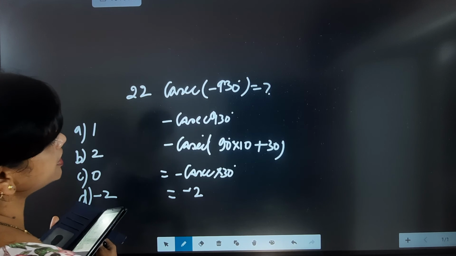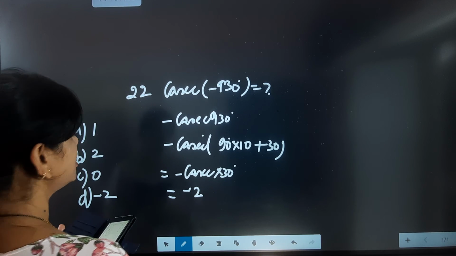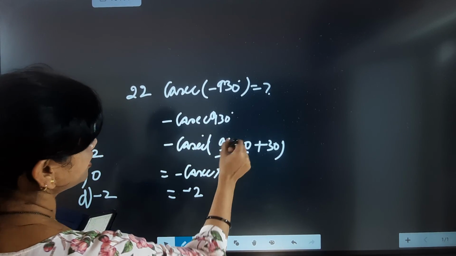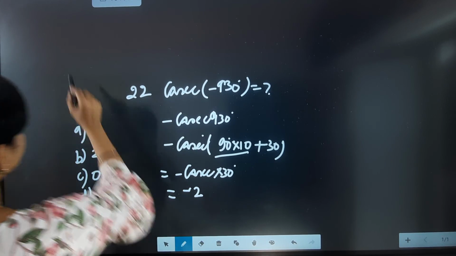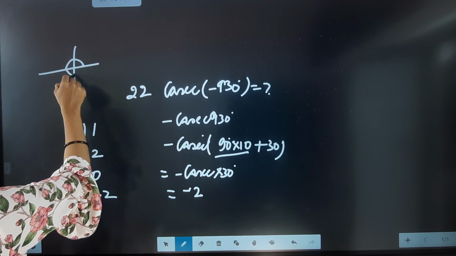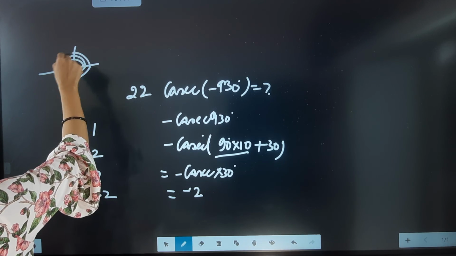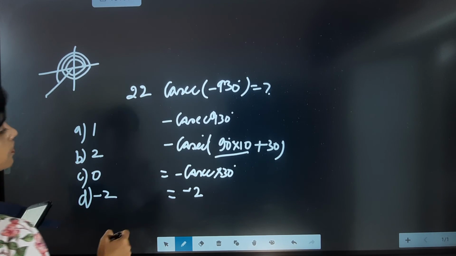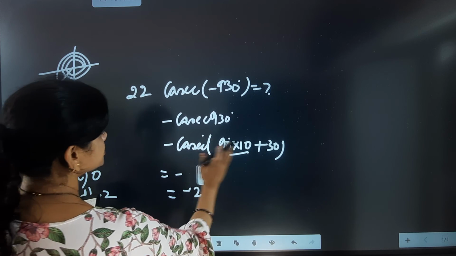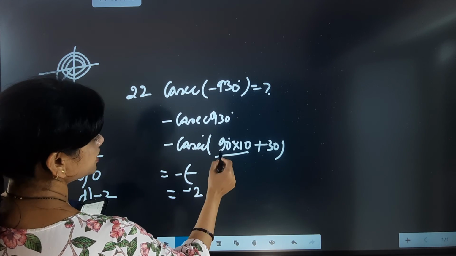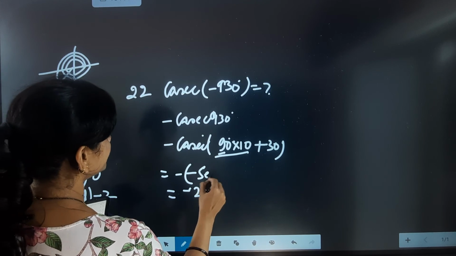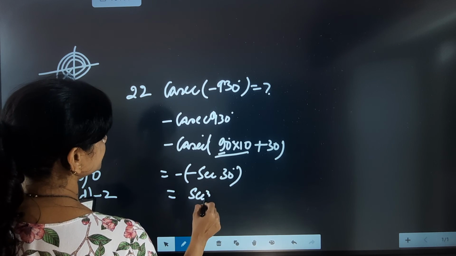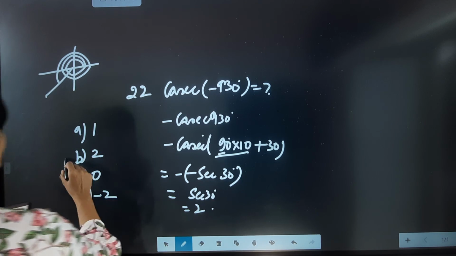So 930 will be written as 90 into 10, that is 900, plus 30. Here the most important thing is the 900. 90 10 times: 1, 2, 3, up to 10. So it exactly finishes here, plus third quadrant, so it will be minus. Here it is minus cosecant, and since 9 multiple is there, cosecant will get converted to secant 30 degree. Secant 30 degree means minus into minus is plus. So secant 30 degree is coming as 2. So the answer will be B.